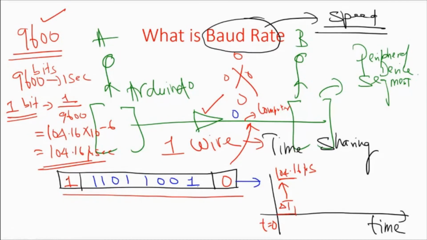Then the microcontroller writes a 1 on the same wire, which means the same computer is used by the second student, who is writing a 1. 1 is 5 volt. How long? Again, half an hour, which in this case corresponds to 104.16 microseconds. Then followed by 2 zeros. Each 0 gets another 104.16 microseconds. And then comes this one, again another 104.16 microseconds.